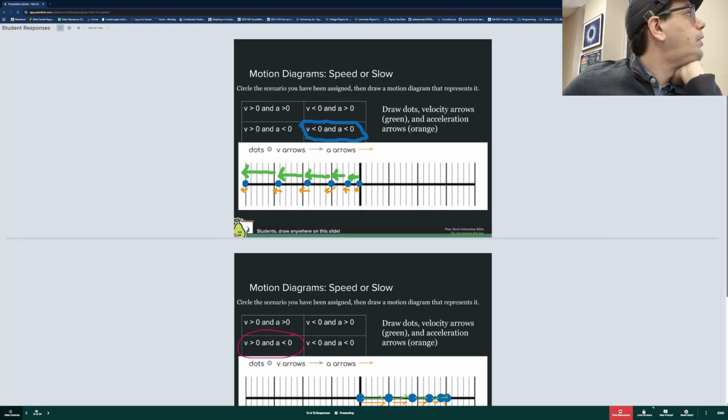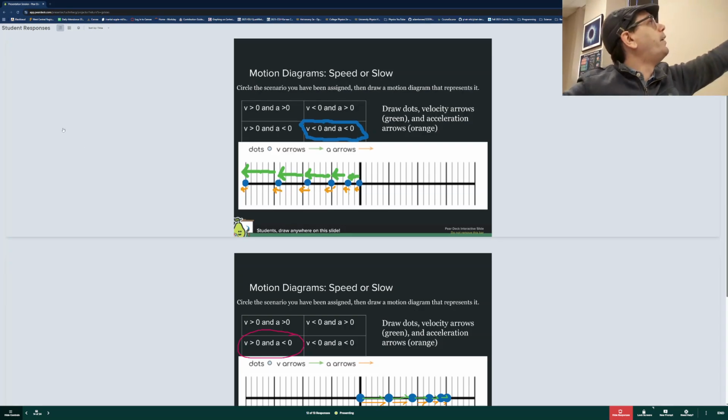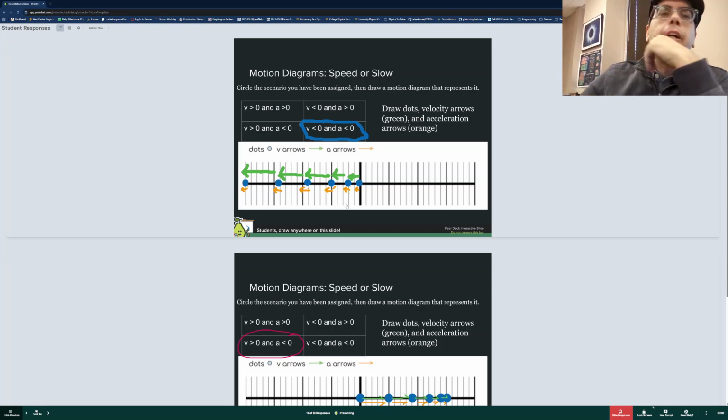Oops. I meant to just have this top one here. Okay, so the velocity is negative, so we know we're going to the left. Acceleration is also negative, so they have the same sign, so we know we're speeding up. Speeding up means the dots get farther apart. And then the acceleration, since we know it's pointing to the left, you can put a little arrow pointing to the left by the dots. Any questions about those? Okay.